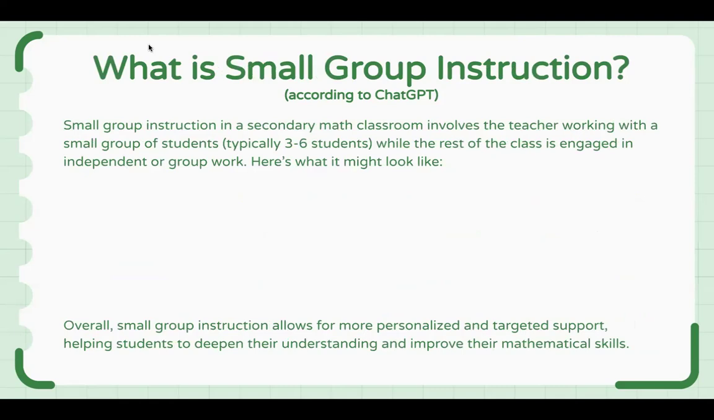I also wanted to know what exactly is considered small group instruction. In a secondary classroom, like an elementary classroom, it involves the teacher working with a small group of students while the rest of the class is engaged in other meaningful work. This allows for more personalized and targeted support, helping all students to deepen their understanding and improve their skills. Small group instruction can include students grouped based on their learning needs. Groups may be heterogeneous or homogeneous, depending on the lesson objectives.